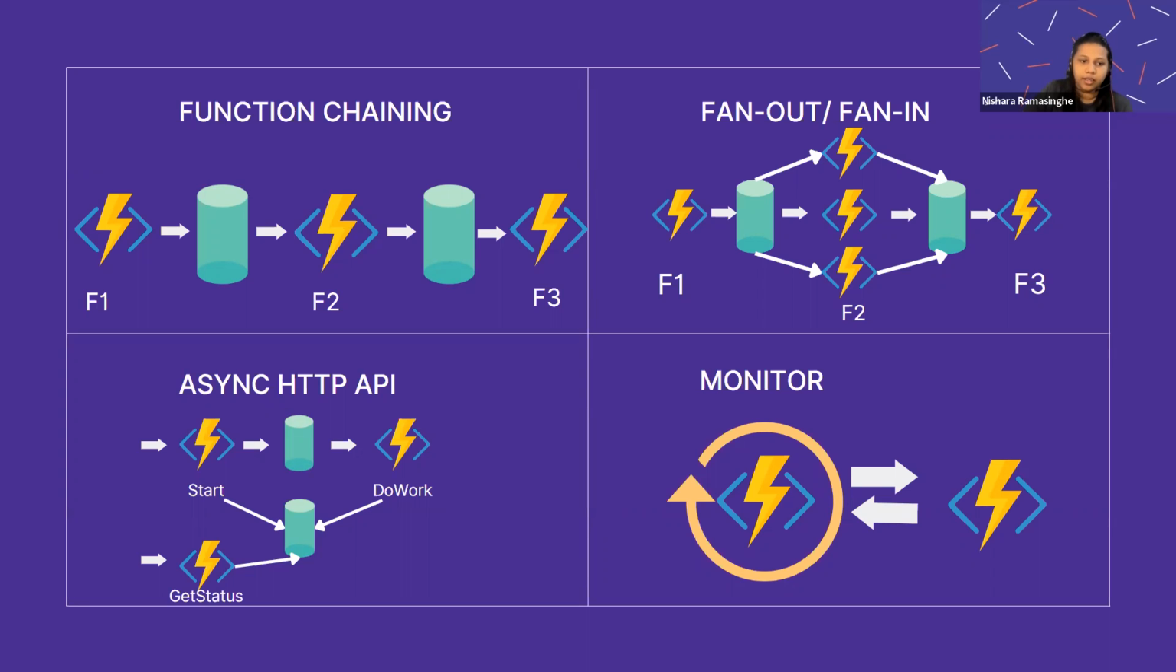So mainly, in the async HTTP API, we are exposing an endpoint for an external client to monitor. But when it comes to monitor, instead of exposing an endpoint for an external client to monitor, the long running monitor consumes an external endpoint, and then it waits for a state change.